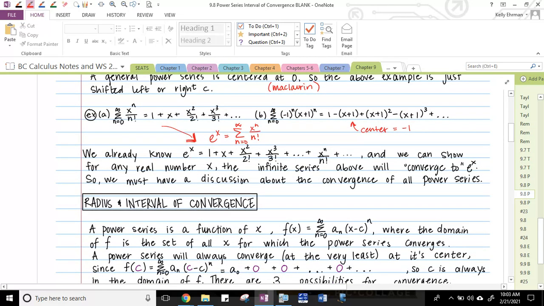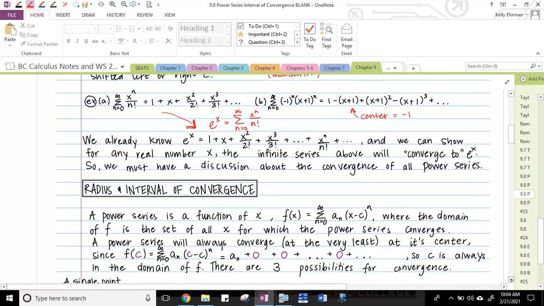So we already know that e to the x generates these terms and is equal to this power series. And we can show that for any real number x, the series will converge to e to the x. I don't know if we use that terminology in 9.7, but remember we said the more terms we add on, the more accurately this predicts e to the x. So converges to e to the x just means it becomes e to the x if you could plot an infinite number of points. So that's kind of a good question.